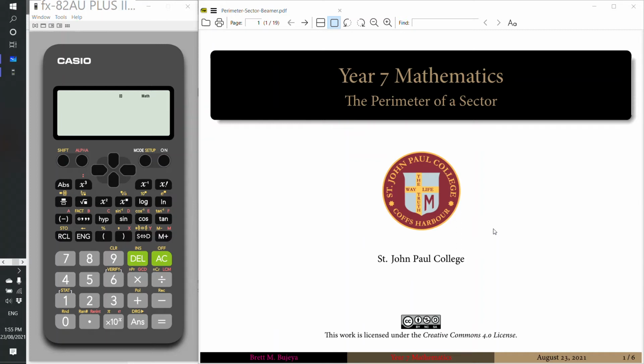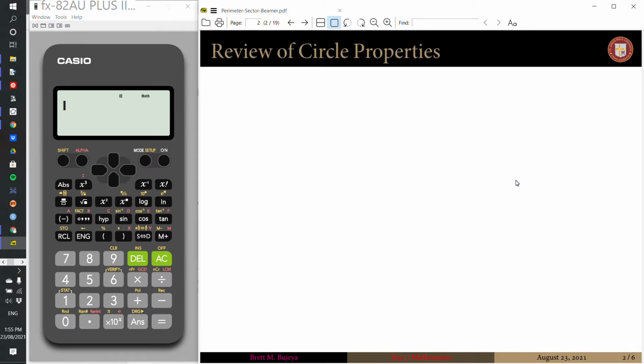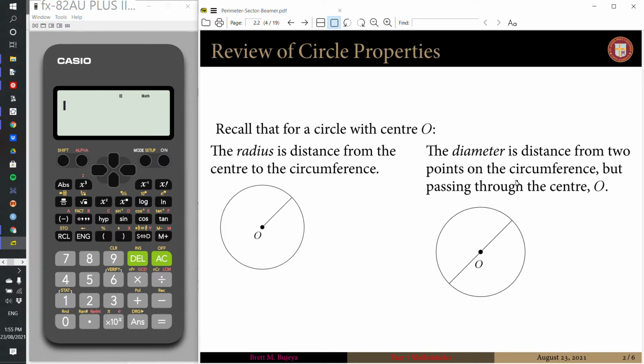In this video we're going to look at how to find the perimeter of a sector. Before we start, we'll have a quick review of parts of the circle. For a circle with the centre O, that's a conventional way to denote the centre, we either have the radius, which is the distance from the centre to a point on the circumference, so it's half the way across if you'd like to think of it that way, whereas the diameter goes from one side of the circle to the other but passes through the centre.